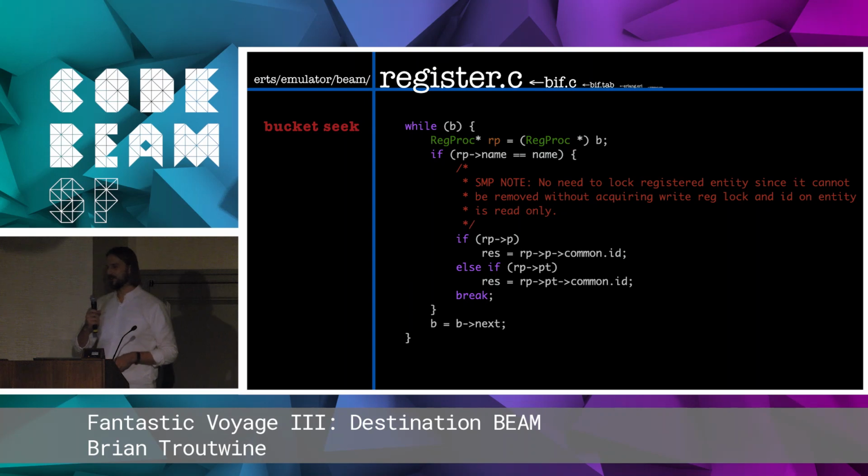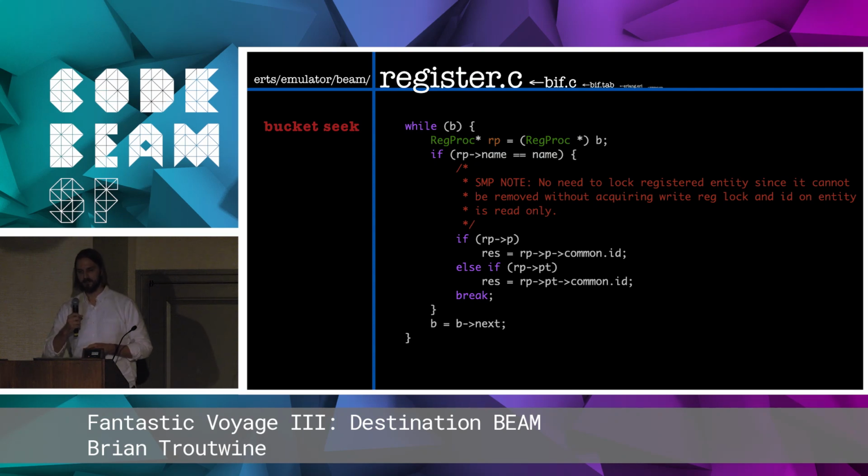So the next bit of the code is the bucket seek. We found which bucket the entry should be in, and now we just do a linear search through the linked list to find the name entry. There are some conditions here for whether or not we found it. There are things called common IDs and whatnot, and I highly encourage you to go seek out the process struct and figure out what that is. So that's how looking up of a name is done.